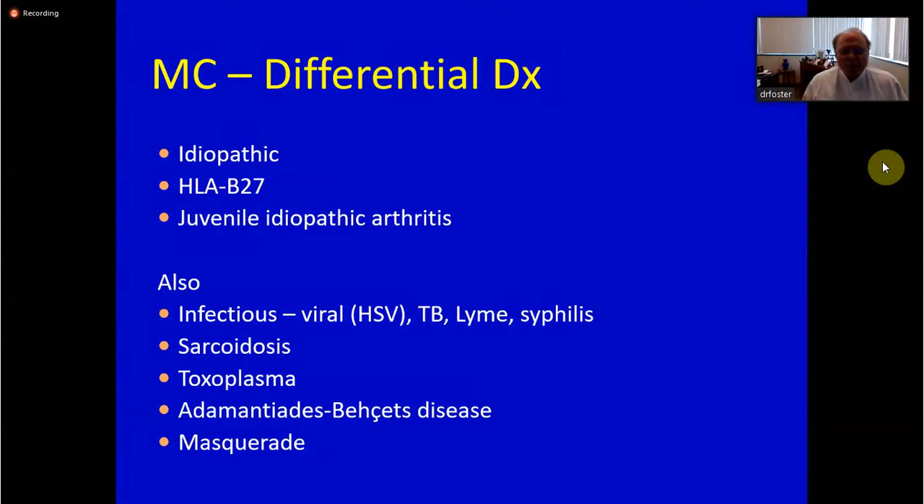So what would you be thinking about in this person who has mostly anterior uveitis and it has been impressive? Well, it could be idiopathic, it could be JIA, or it could be B27 associated uveitis. It could also be something more ominous like Behçet's disease or an infectious uveitis.